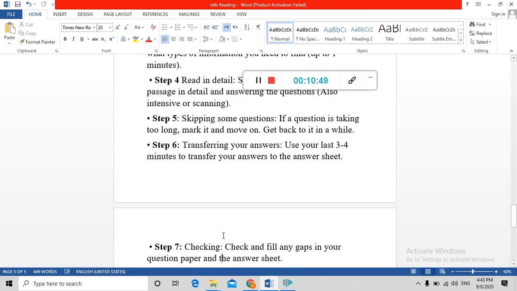Last step, checking. You need to check and fill any gaps in your question paper and the answer sheet. That's all about the IELTS reading test, or IELTS reading part. So what I'm telling you is, if you love reading, reading will love you. You need to read and read and read to improve your reading skills.